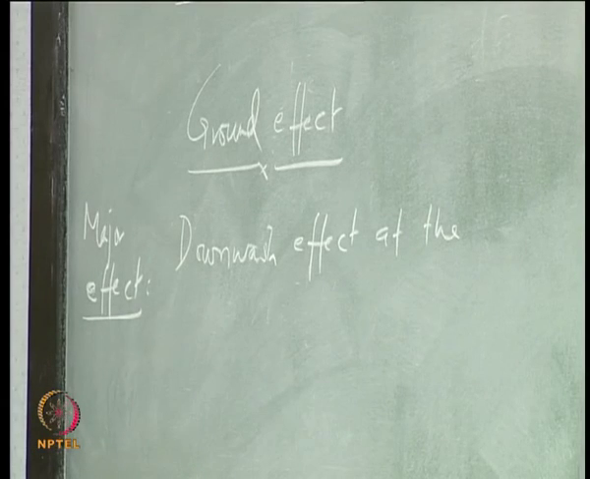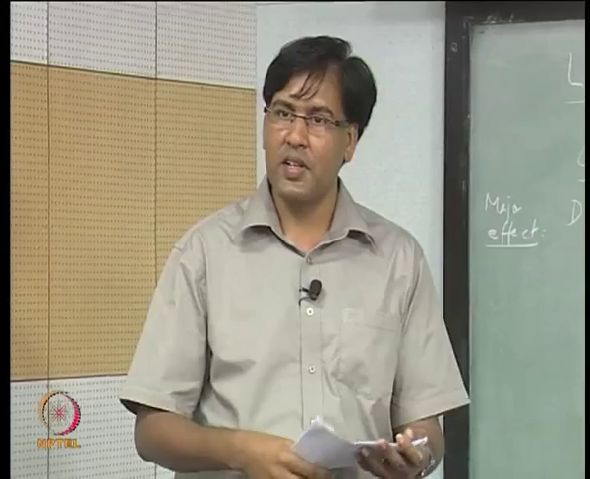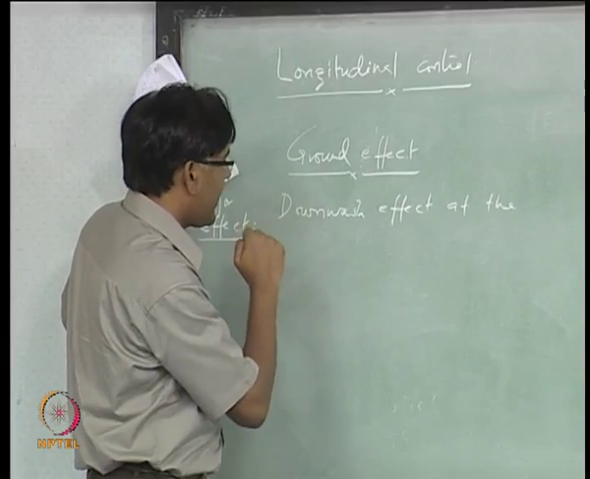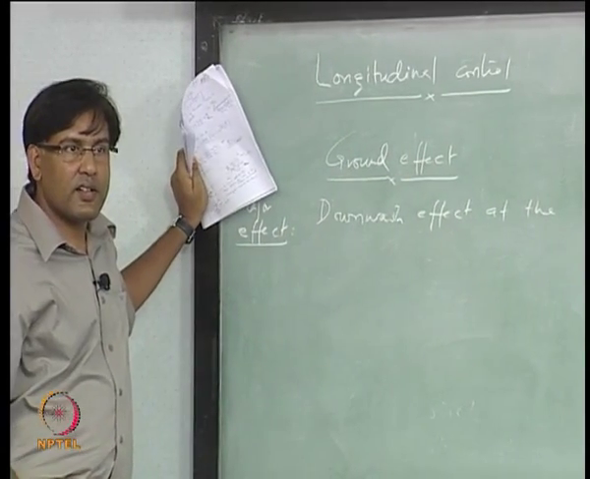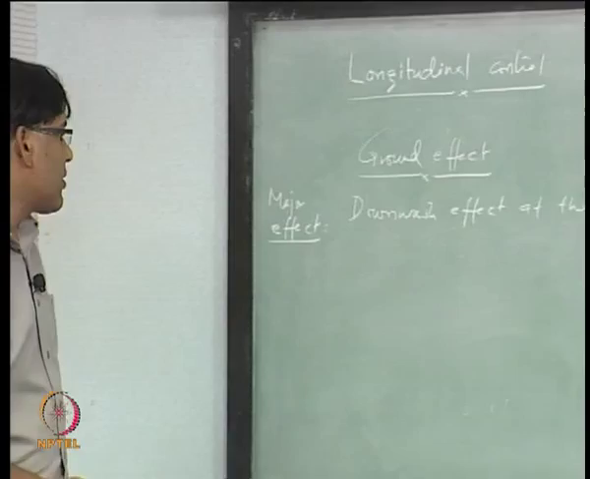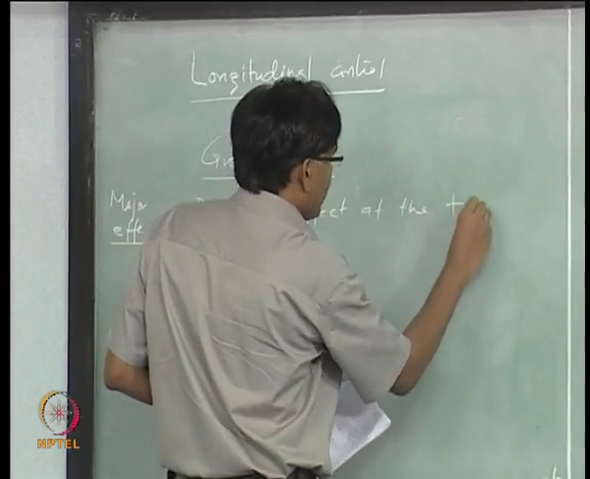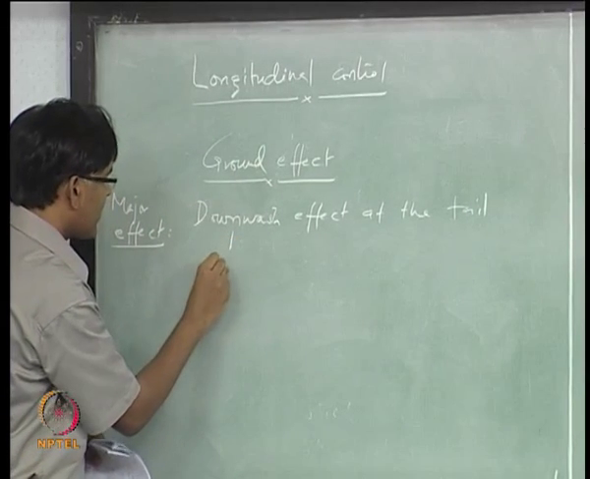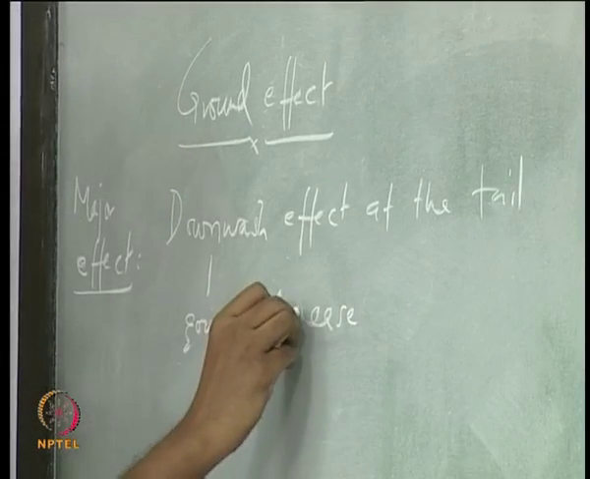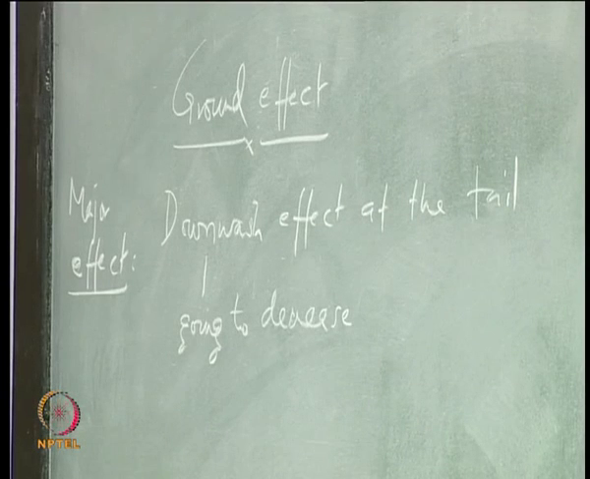Landing is a critical maneuver; many accidents occur while landing. So landing is actually a critical maneuver and you have to take into account the effects that are taking place close to the ground, right. So you have to change those derivatives. Downwash is going to decrease, right. What is it going to do if the downwash is going to decrease? It is going to change the trim and stability characteristics both, right.